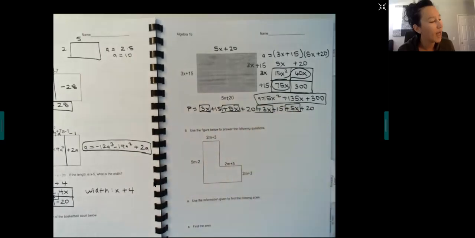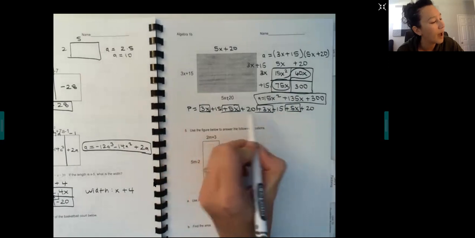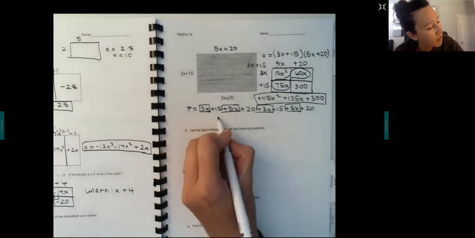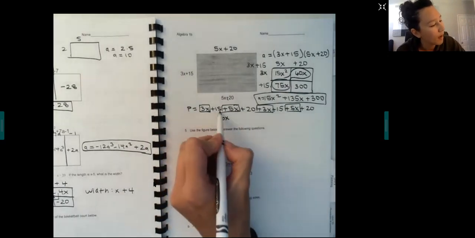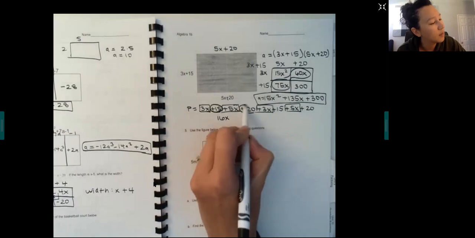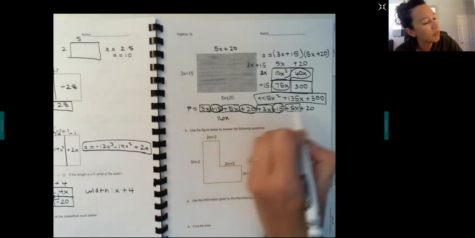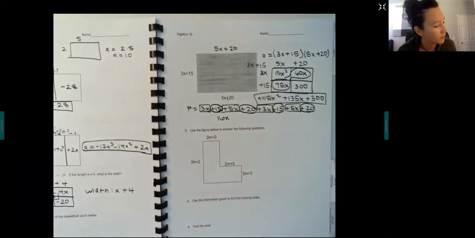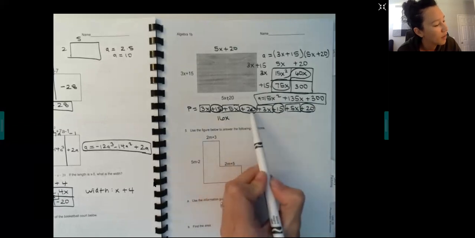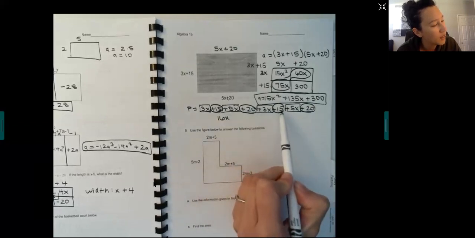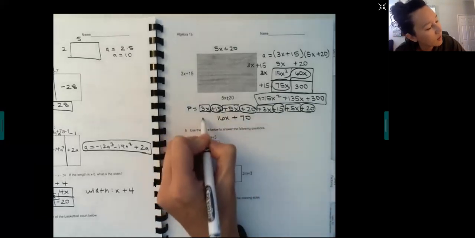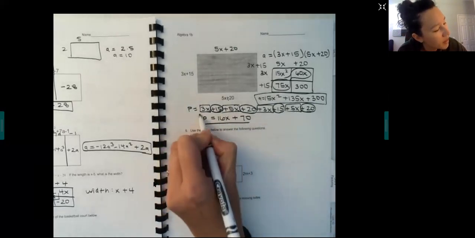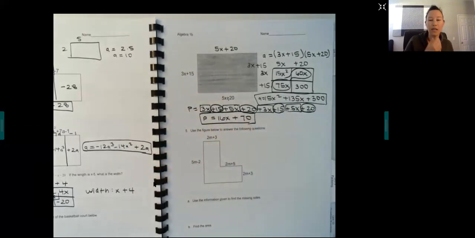So we can add up all of our x's. So 3 + 5 + 3 + 5. We have 16 x's all together. And then we can add up 15 + 20 + 15 + 20. So we have 35 + 15 = 50 + 20 = 70. So our simplified perimeter is 16x + 70.